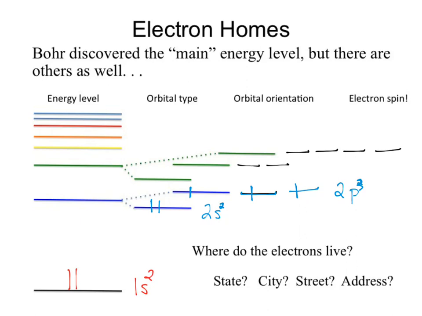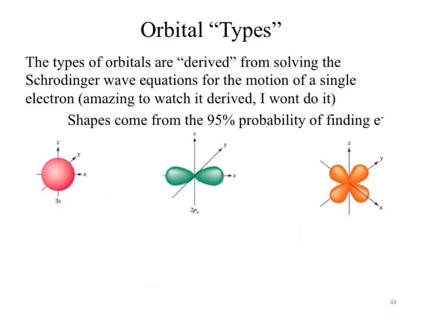Symbols that you need to know. We talked about what the S shape looked like. That was our sphere, which gave us only one possible orientation. The next type ends up being the P type, which shows up at first for which energy level? The second energy level. It cannot show up in the first energy level because the first energy level has only one type. It can only be the S.